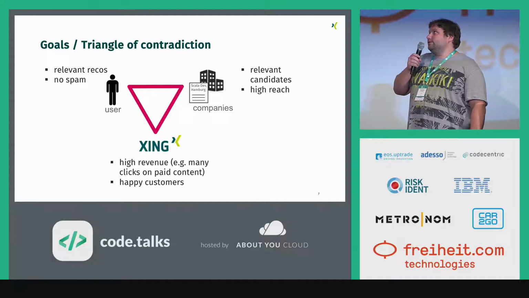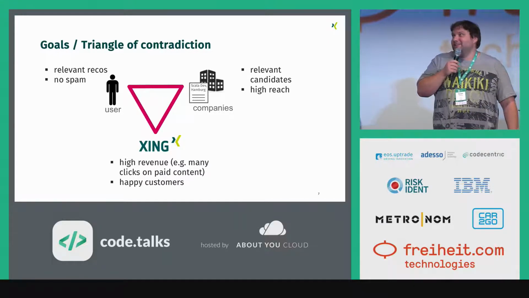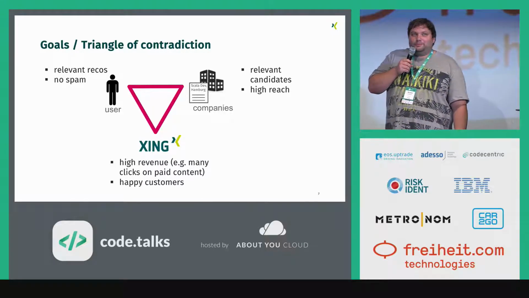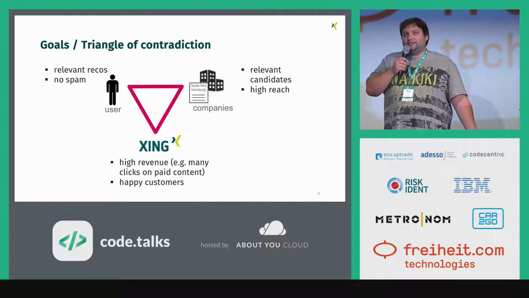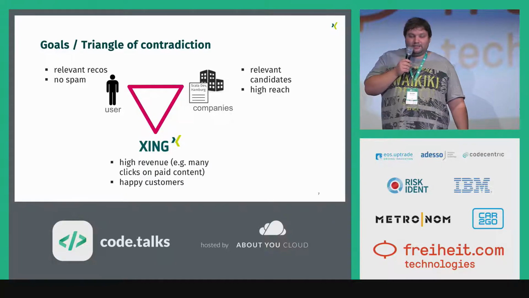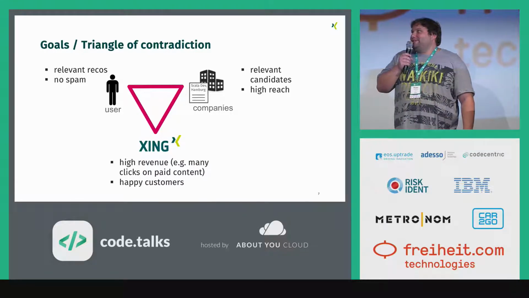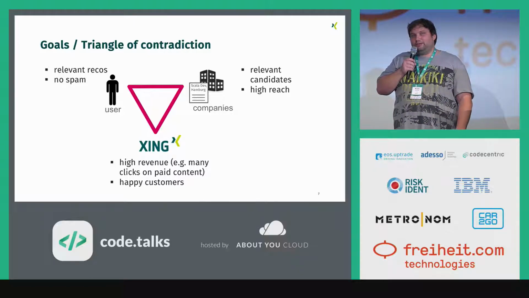And then we have also us as XING, of course. Katja and I have to get paid, and yeah, so we have to get some revenue. So for example, we can get this by boosting the postings that are actually paid for by the persons or the companies that put these job postings on our platform. Makes sense, of course, because we all need to get money. And of course, as XING, we also want to have happy customers.